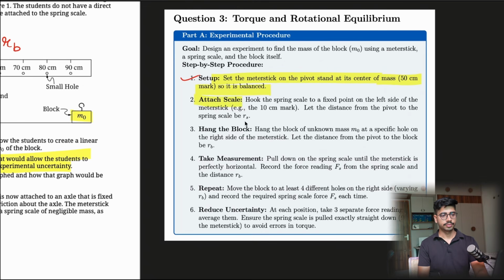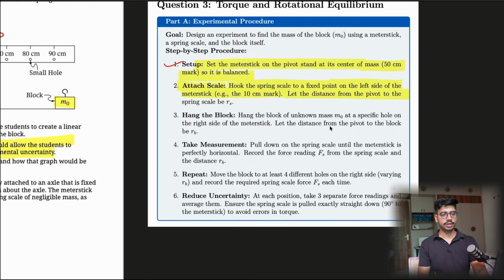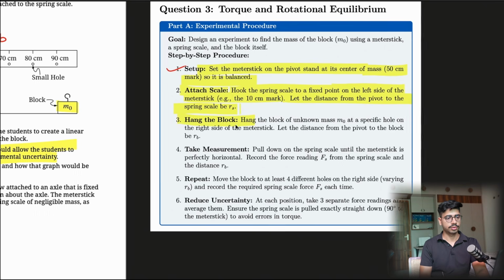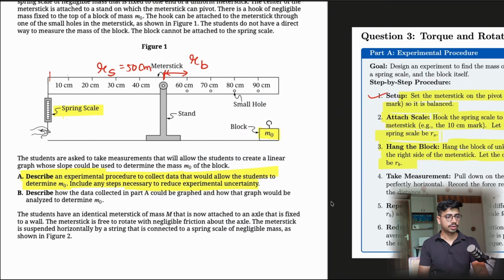Then we have the attached spring scale. The hook of the spring scale is fixed to the left side of the meter stick. You can hook it anywhere. Here it is hooked at the 50 centimeter mark, and the distance from the pivot to the spring scale we call RS. We have to fix the spring scale. The third step is to hang the block of unknown mass M naught from a specific hole on the right side of the meter stick. Let the distance of the block from the pivot point be RB. So this is the RB where you put the M naught mass.